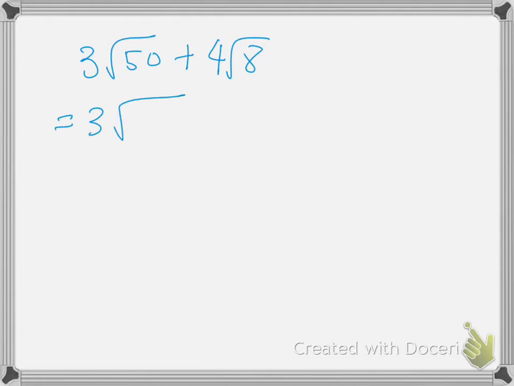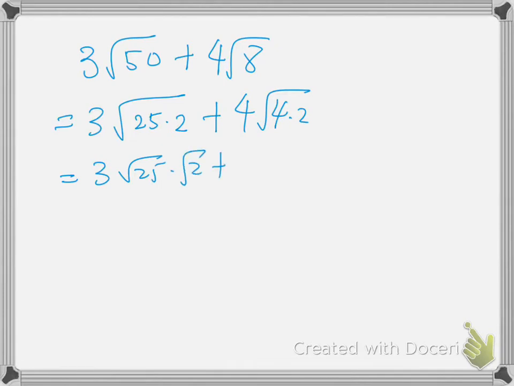So now let's look at another example. One more example. It's 3 radical 50 plus 4 radical 8. So again, we need squares under the radical sign, right? 25 is a square, so 25 times 2 is 50. 8 is 4 times 2, right? So now we rewrite it using the product rule.